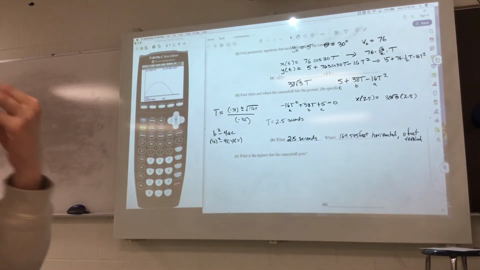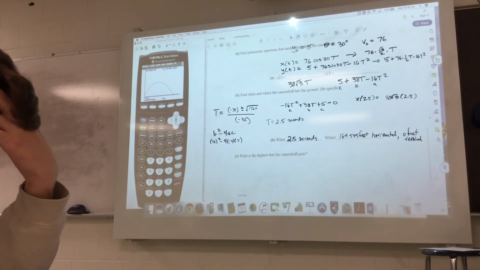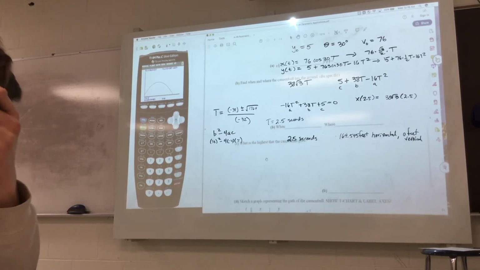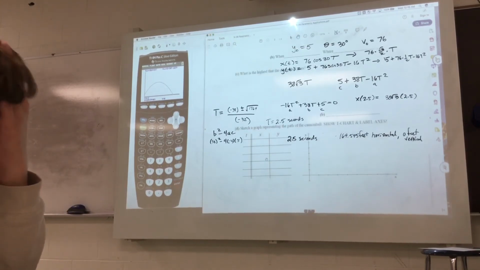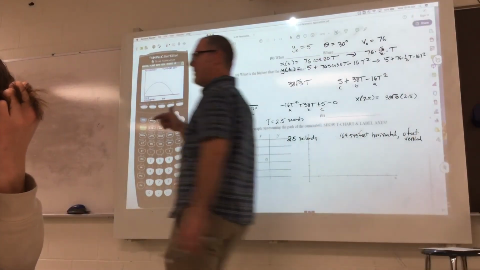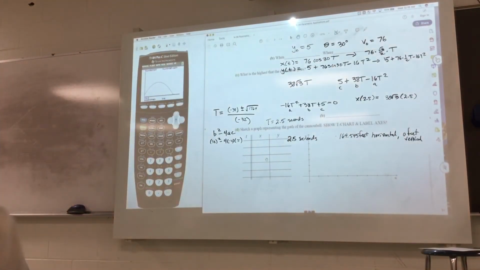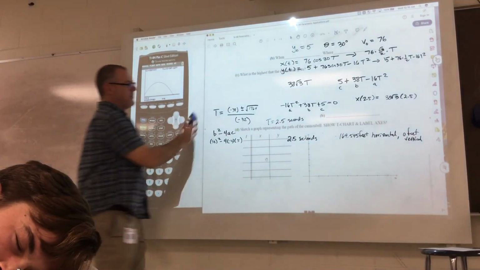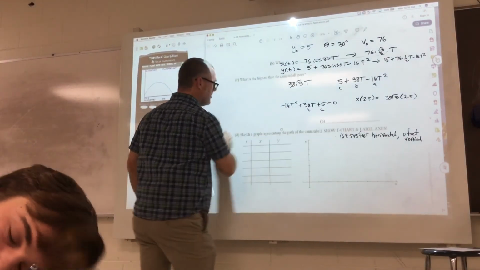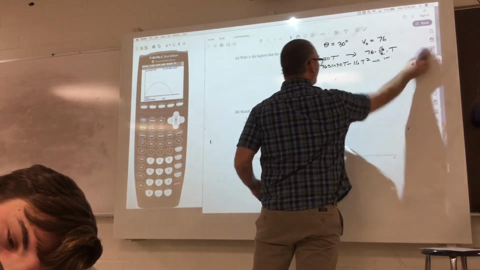Negative b over 2a. Very nice, Brian. It's the vertex, so I'm always going to use negative b over 2a to find the time at the vertex. It's way easier than going back to your calculator in the rectangle and trying to do max and min, left bound, right bound, enter. It's a horrible thing to try to do. So we're just going to do t equals negative b over 2a.